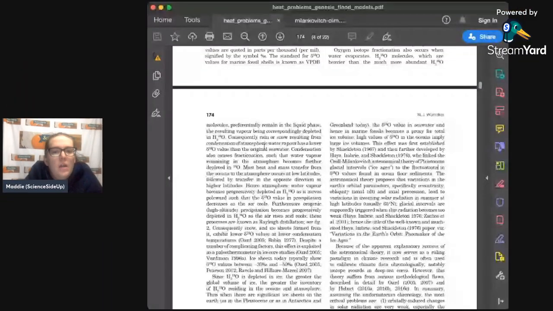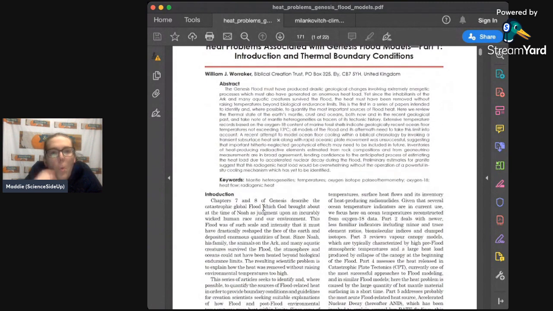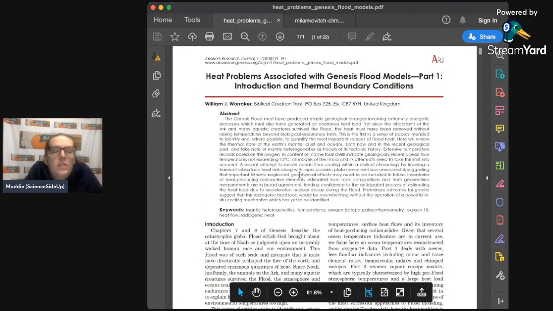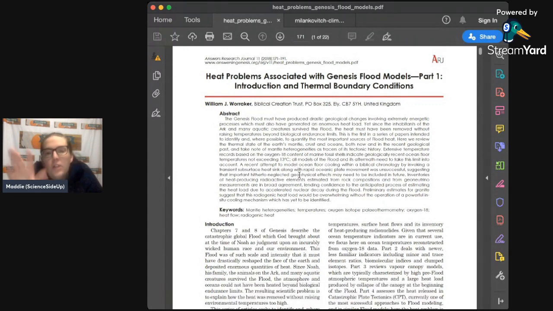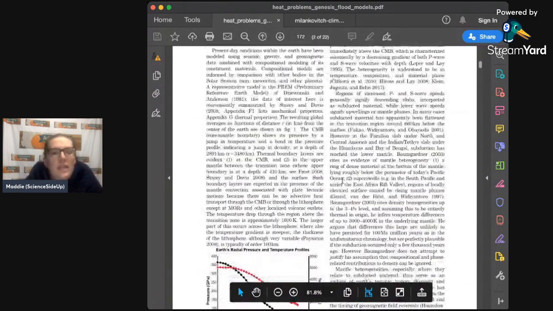Okay, this is what we've been doing in Journal Club, everyone. We've been reading papers like you do in a journal club. And this is the paper we've been reading: Heat Problems Associated with the Genesis Flood Model, Introduction and Thermal Boundary Conditions. So he's going through why the thermal boundary condition for any heat removal has to be no more than the ocean being warmer than 13 degrees Celsius. That's fine. So he's explaining one of the data sets he uses.